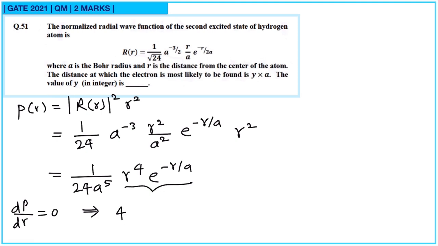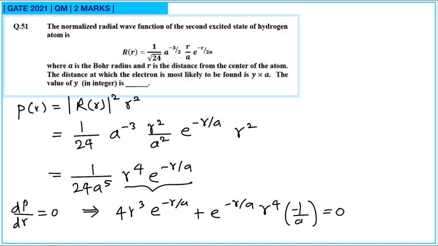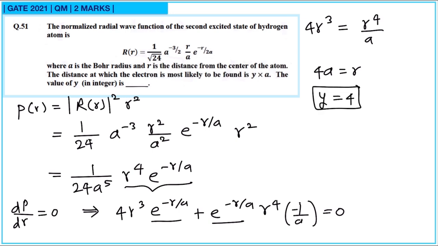So this will be equal to 4 into r cube e raised to minus r by a plus e raised to minus r by a into r raised to 4, and its derivative is -1 by a, and it should be equal to 0. Now this exponential part cannot be 0, so you'll get 4r cube is equal to r raised to 4 by a. That gives us 4a is equal to r. That means y is equal to 4. So the answer here is 4, and the answer given in the answer key is 4 to 4.